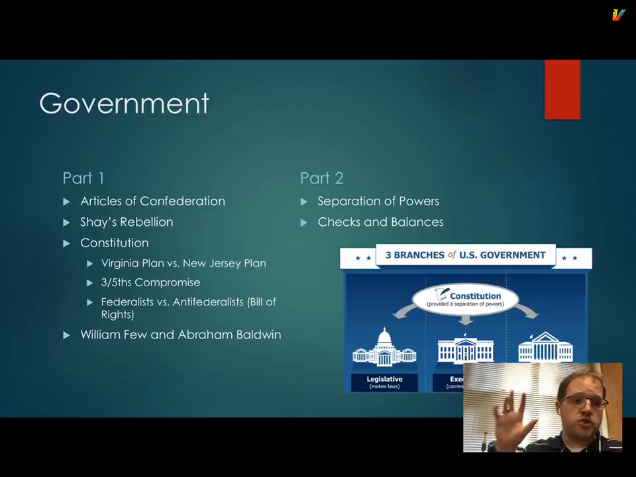Make sure you study that triangle that you have in your notes, and that you understand that basically there's one way that each branch can check the power of each other one, and it keeps any of them from becoming too powerful.